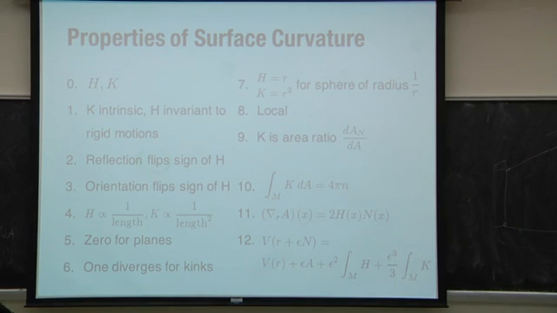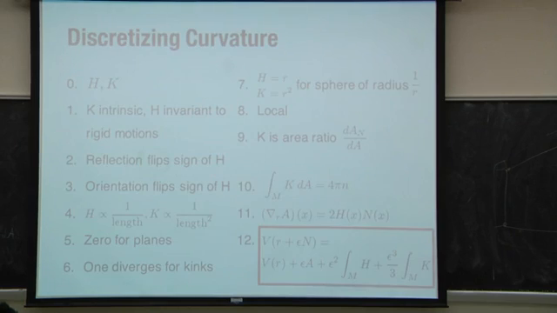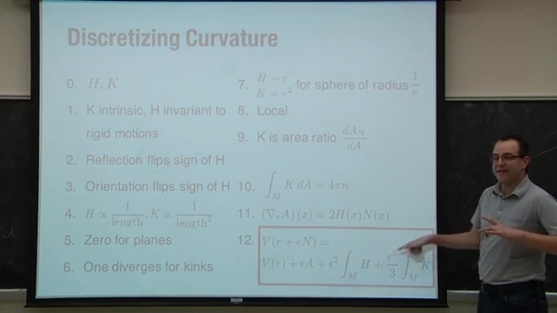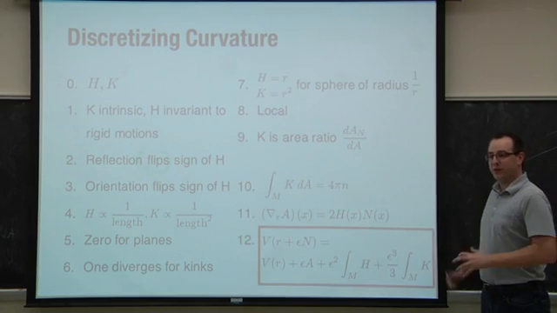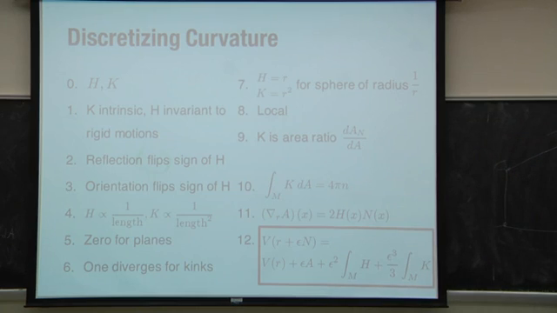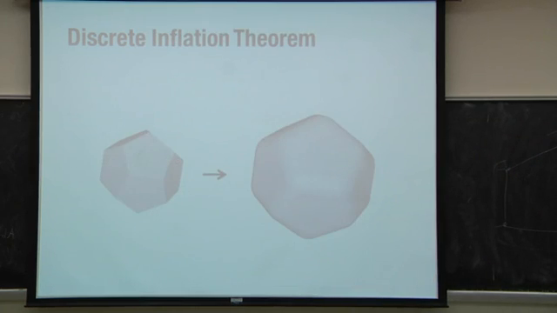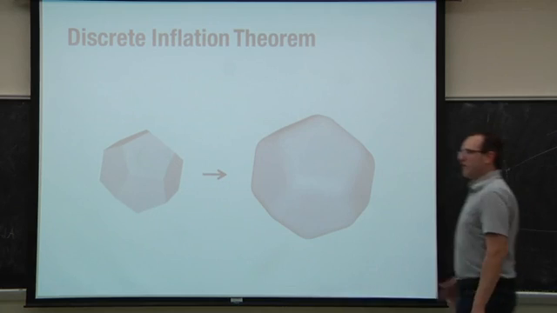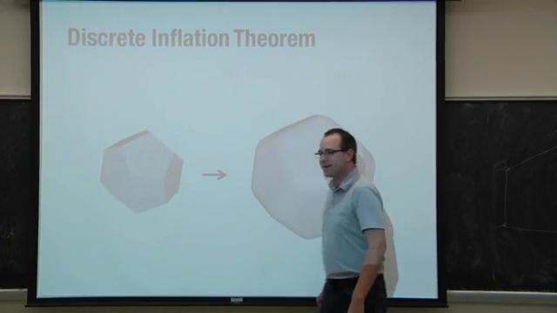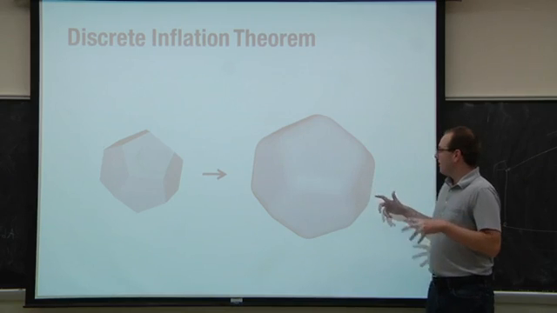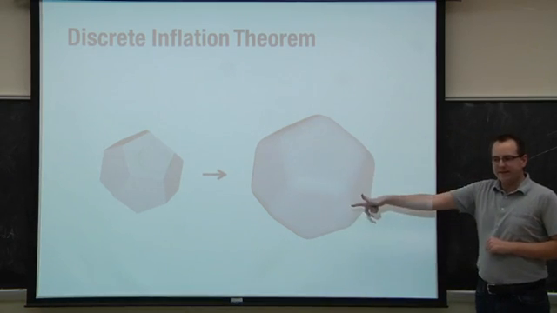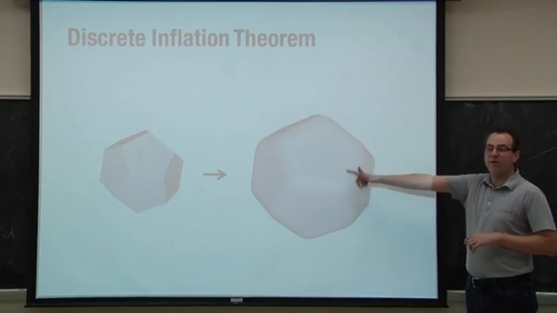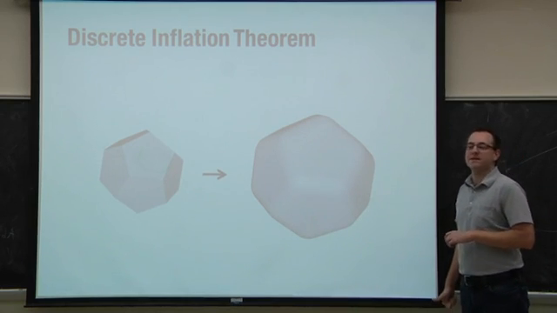And if we want to discretize curvature, I'm not going to talk about this stuff. We can start with this formula here and see what happens if I inflate a discrete surface. Well, what happens? I take this discrete surface, a nice simple surface, and I inflate it. I get something that looks like this. How do I analyze this? What are the pieces, and how do they depend on epsilon?